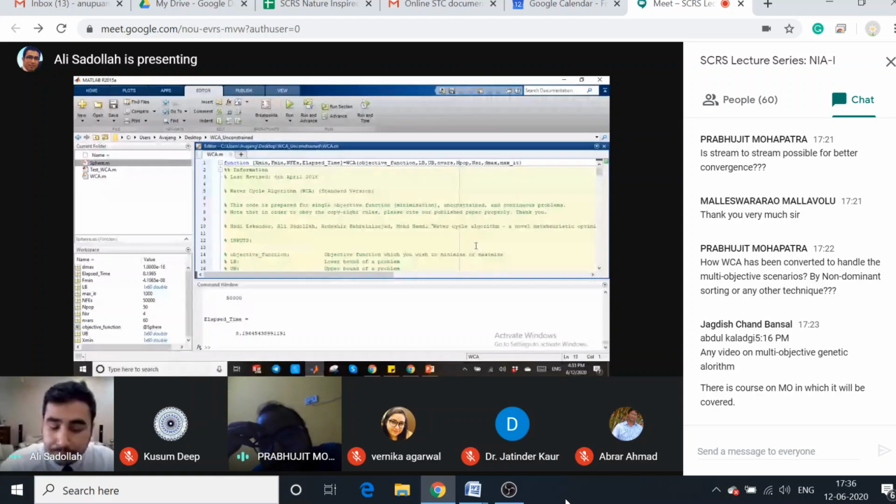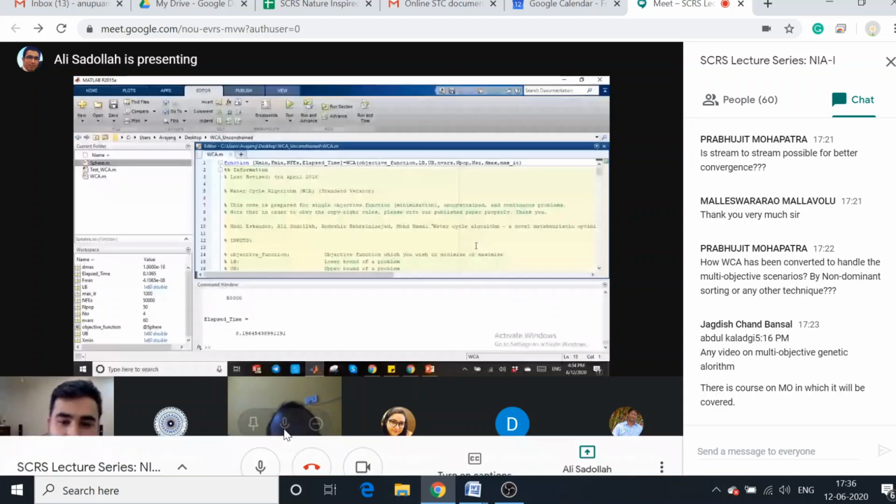You converted WCA to a multi-objective version also. How have you done it? Using non-dominated sorting, or what concept have you used? Yes, exactly, non-dominated sorting. It is in fact NSWCA. Thank you. Very good.